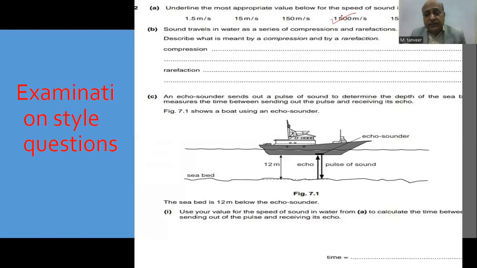Sound travels in water as a series of compression and rarefaction. Determine what is meant by compression and rarefaction. In types of waves, we have discussed in detail that there are 2 types of mechanical waves. One is transverse wave. Second is longitudinal waves. In longitudinal waves, disturbance travels from one place to another in the form of compressions and rarefactions. Compressions are those regions where particles of the medium become close, the distance between particles of the medium decreases. These points are called compression.